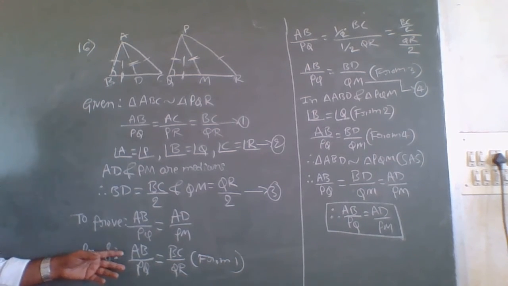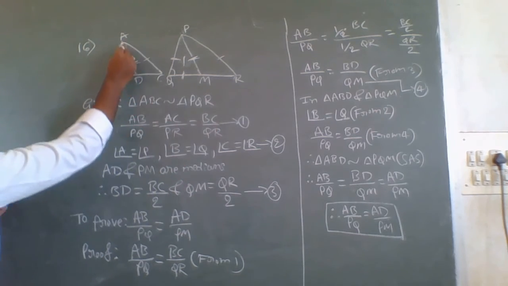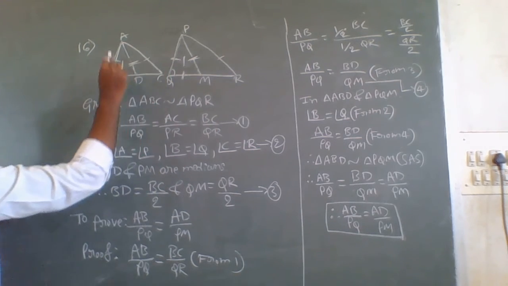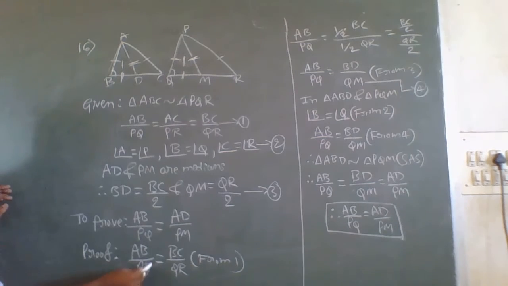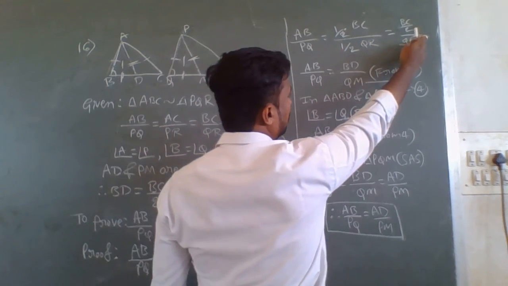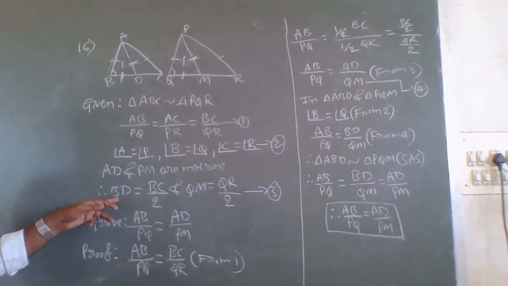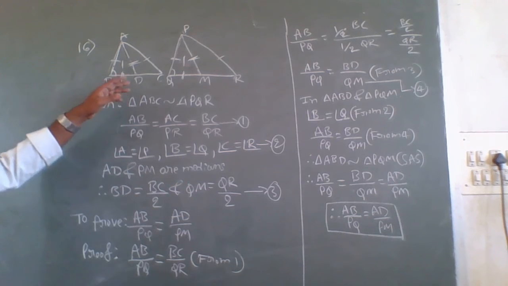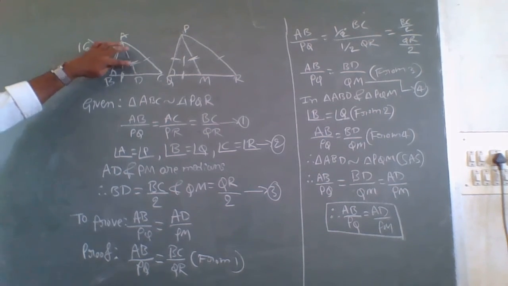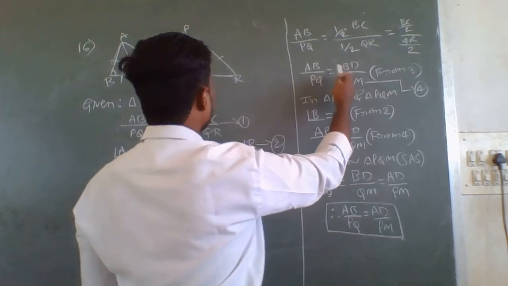Now in proof, first we have to consider AB by PQ is equal to BC by QR. So I will multiply 1 by 2 to both sides, and we know that BC by 2 and QR by 2 means, what is the answer? BC by 2 means BD, QR by 2 means QM. Why? We know that medians always bisect opposite sides, therefore we will get here BD by QM.